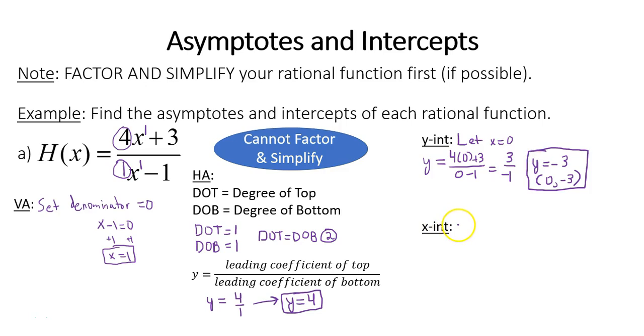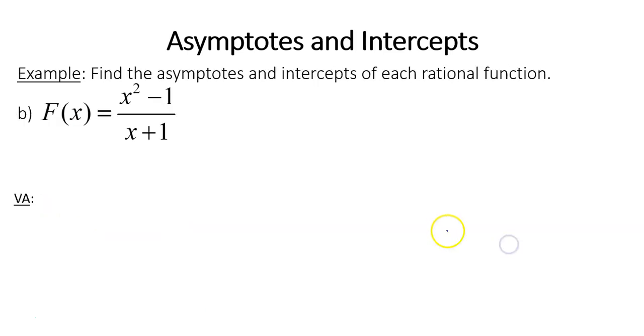Now for the x-intercept, remember the shortcut, we let the numerator equal 0. So that means we have to set 4x plus 3 equal to 0 and solve for x.